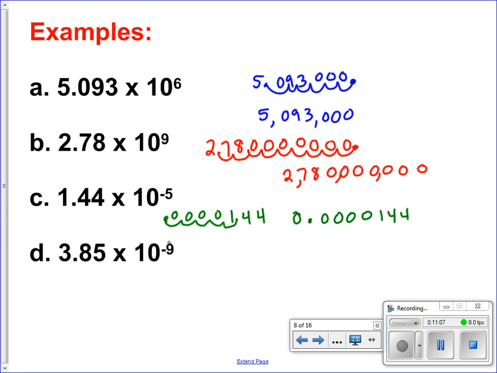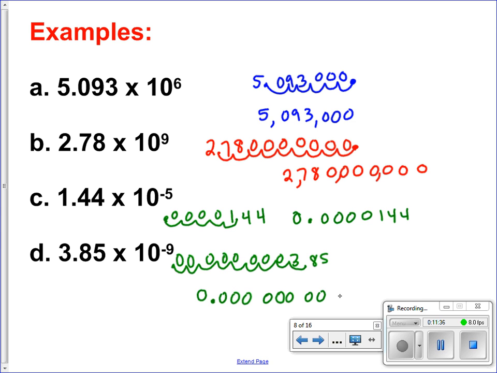Okay, the last one is also a number that's less than 1. It's a very, very small number because we have -9 as the exponent. So if we have 3.85, we're going to move this back 9 spaces: 1, 2, 3, 4, 5, 6, 7, 8, 9. And we should have 8 zeros there: 1, 2, 3, 4, 5, 6, 7, 8. So point 0, 0, 0, 0, 0, 0, 0, 0, 3, 8, 5.